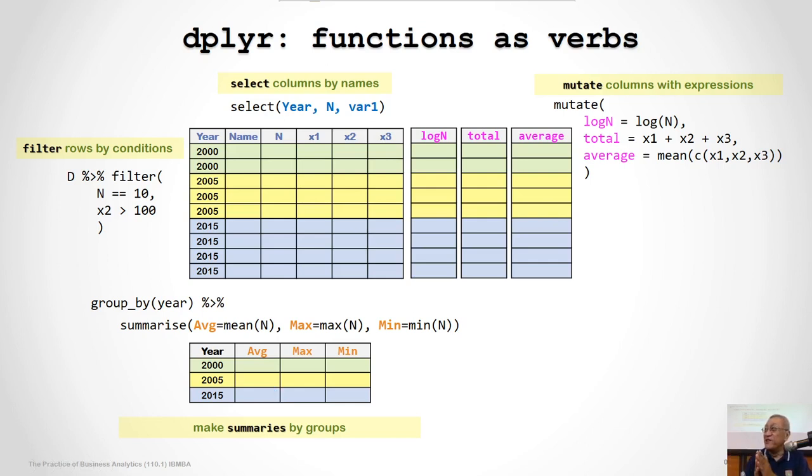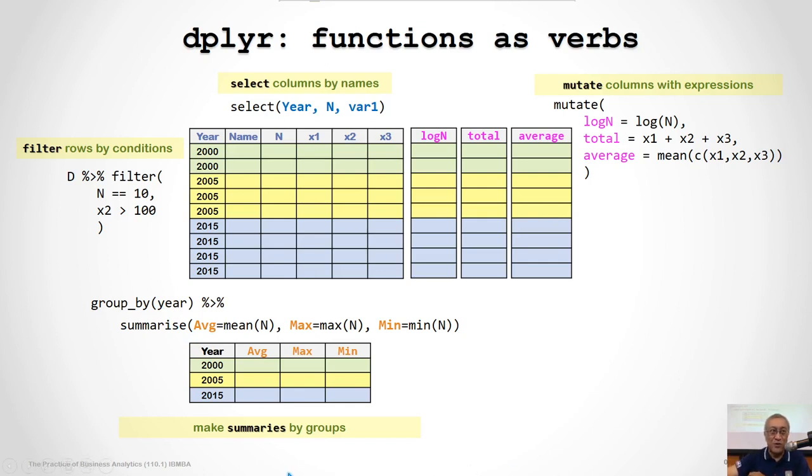The last important verb in Dplyr is actually summarize. As suggested by its name, summarize is to do a summary on the existing column. Now, usually summarize will be used with group by. Actually, you don't need to always use group by.